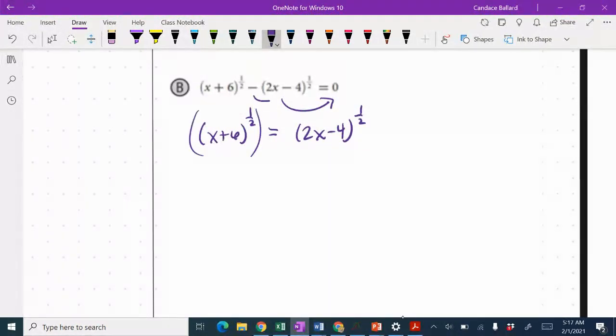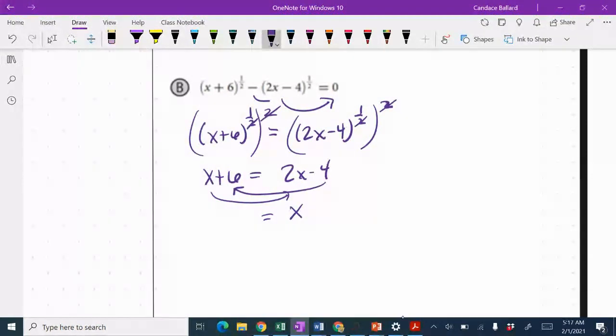Now, I am going to raise each side to the second, which means that these guys cancel. If you wanted to convert it into radicals first, you could. So I get x plus 6 equals 2x minus 4. Nice, no quadratics, right? I'm going to choose to subtract the x over, which means I get x. And I'm going to add the 4 over, which means I get 10. So x is equal to 10.